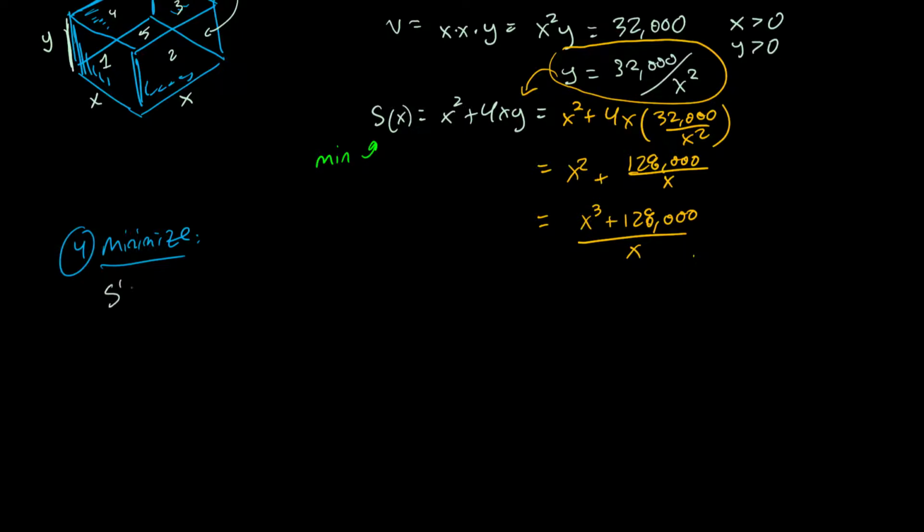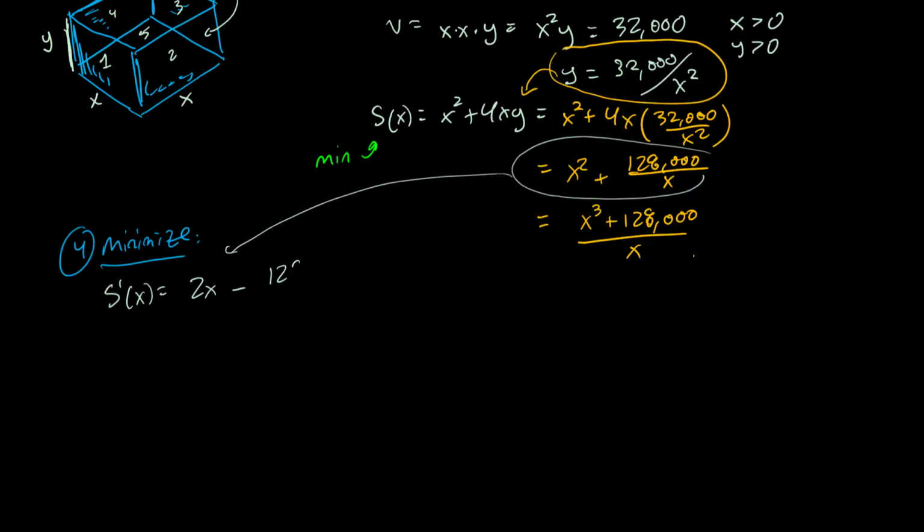So find my derivative. And actually, now I'm thinking about it, it'd probably be easier to take the derivative of that expression, and I get 2x minus 128,000 over x squared, right? Because that term is 128,000 x to the negative 1 power. So that becomes negative 128,000 x to the negative 2 power, which is what we have here. So I'm going to go ahead and bring these together, getting a common denominator. And I need to find my critical points.